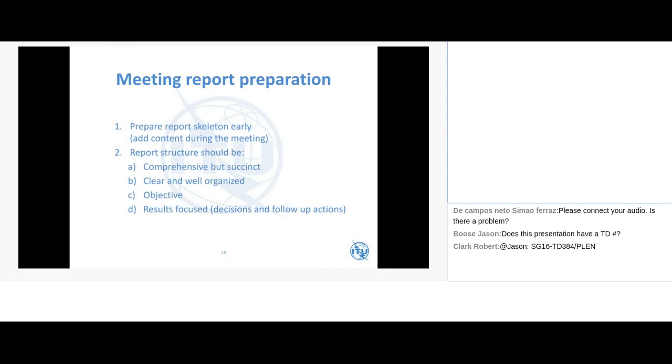Also, the report structure should be results focused. It can be tempting to be pulled into the discussion and keep the discussion going. But to the extent possible, the report should focus on what the outcomes were.